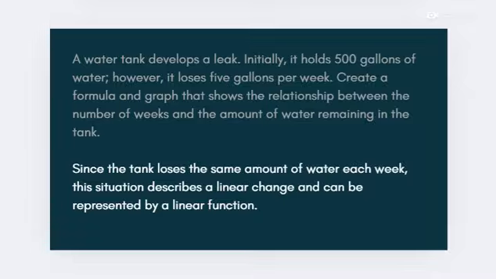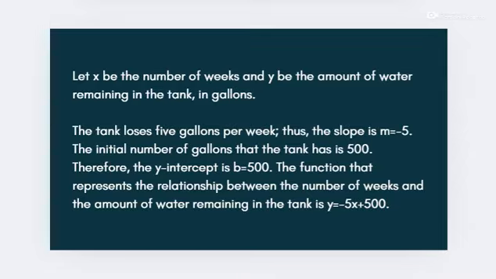Since the tank loses the same amount of water each week, this situation describes a linear change and can be represented by a linear function. Let x be the number of weeks and y be the amount of water remaining in the tank in gallons. The tank loses 5 gallons per week, thus the slope is m equals negative 5. The initial number of gallons that the tank has is 500, therefore the y-intercept is b equals 500. The function that represents the relationship between the number of weeks and the amount of water remaining in the tank is y equals negative 5x plus 500.